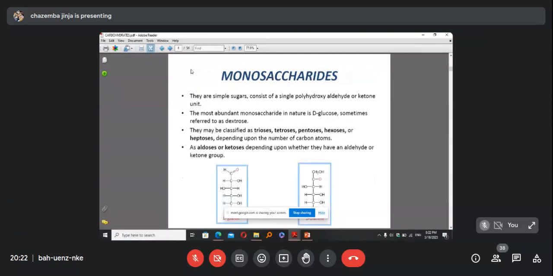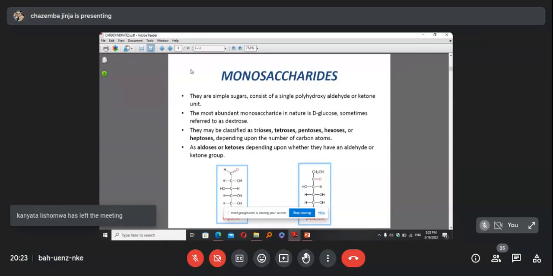So we'll first look at monosaccharides. These are the simple sugars. This can be trioses, tetroses, pentoses, hexoses, heptoses, so on and so forth. Now, this classification of monosaccharides solely depends on the number of carbon atoms in the backbone of the chain of that monosaccharide. If there are three carbons, they are trioses, 4 tetroses, 5 pentoses, 6 hexoses, and so on and so forth. So depending on the number of carbons, they can be classified as such.